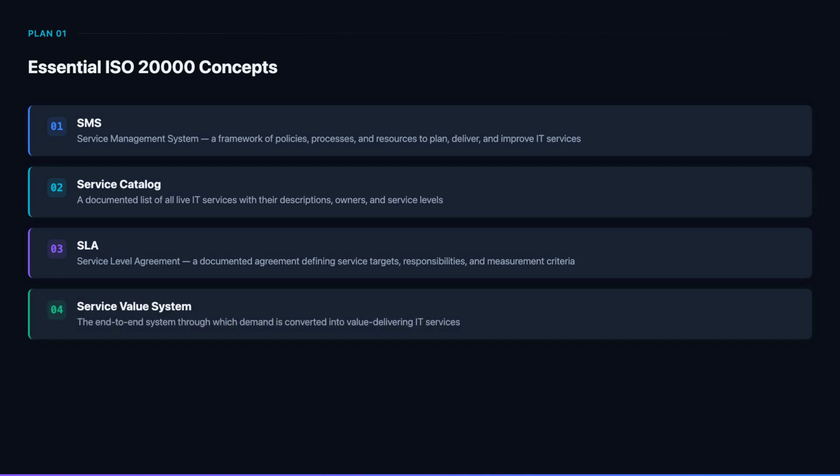The service value system describes how all components of the SMS work together to convert demand into value-delivering IT services. It encompasses governance, service management processes, continual improvement, and the people, technology, and partners that enable service delivery. ISO 20000 ensures this system is structured and certifiable.